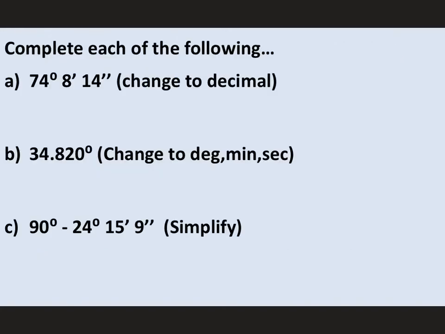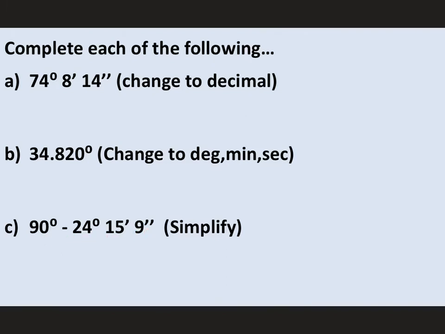Okay, so we're going to do 3 problems here. We're going to take this number, 74 degrees, 8 minutes, and 14 seconds, and we're going to change it to a decimal. I'll show you how to do that. We're going to take this number, 34.820 degrees, and change it into degrees, minutes, seconds form. And then lastly, we're just going to simplify this little expression right here. I'll show you how to do that.